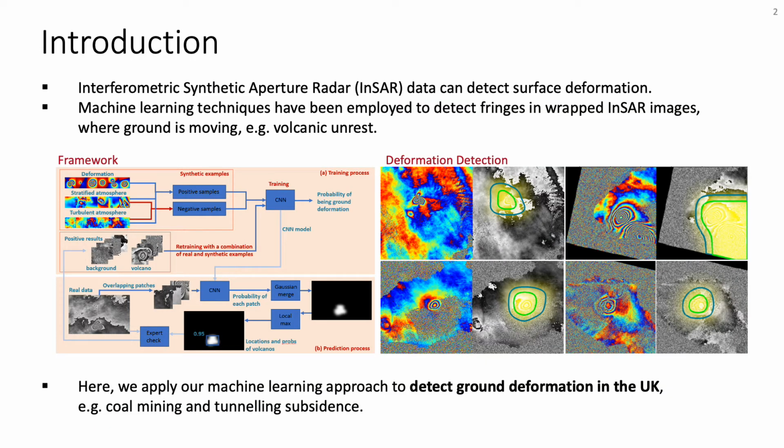This work is based on our previous work that successfully used machine learning to detect fringes in the wrapped interferograms. The left image shows our framework that trained AlexNet to classify volcano deformation and background. The incoming interferogram is divided into overlapping patches and run through the CNN model to produce the probability map, as shown in the right figure. The high probability is located where fringes are. Here, we transfer this model to detect ground deformation in the UK, which is caused by different sources.